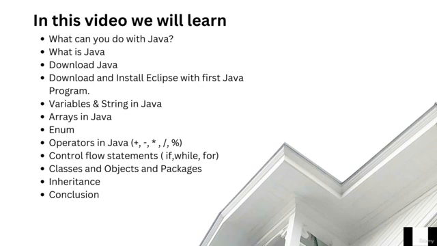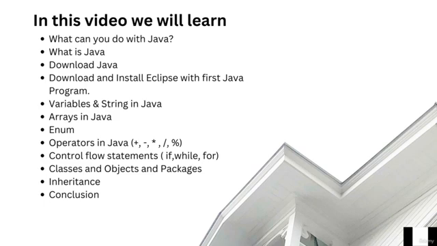In this video, we will be talking about what you can do with Java. What is Java? We will download Java. We will download and install Eclipse, which is an integrated development environment for writing code. After that, we will write a basic Hello World Java program. Then we will talk about variables, strings, arrays, enum, operators in Java. We will write code to implement all of these.